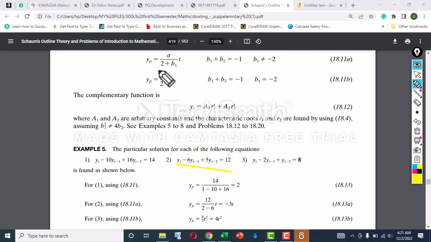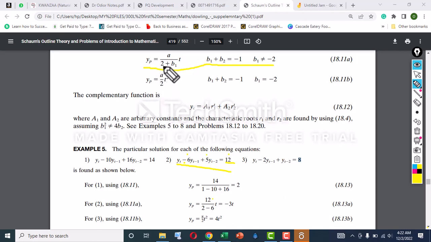Then we move to the second formula. Let's check if B1 is not equal to minus 2. This is B1. No, it is minus 6. So we can use this second formula. Replace whatever is here with your question. So A is actually from here. A is 12. So replace A with 12.